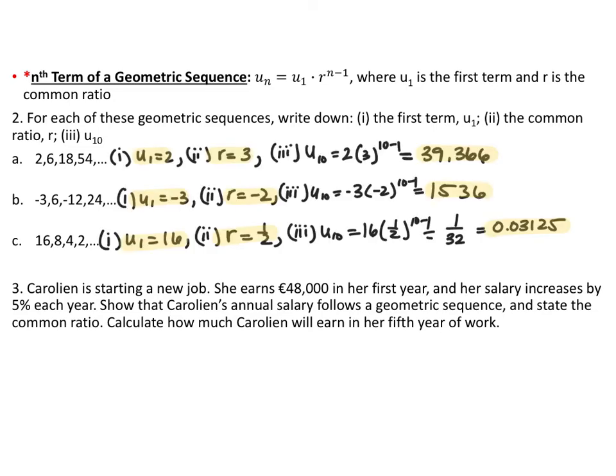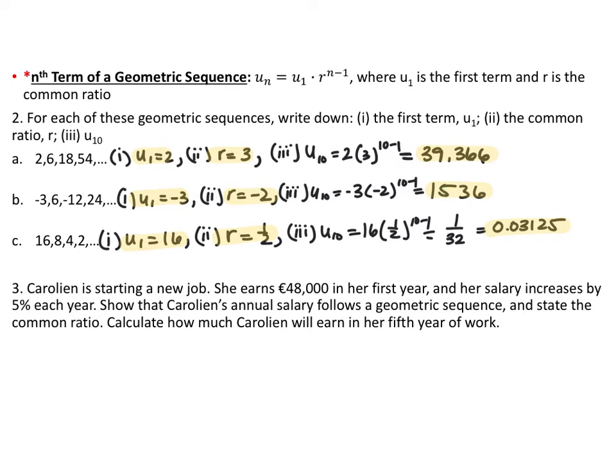For the first one, our first term is 2, and we're multiplying by 3 every time, so r is 3. For the 10th term, u sub 10 is equal to the first term 2 times the common ratio 3 to the 10 minus 1 power, because we're going to multiply by 3 9 times. So you end up with 39,366. For B, our first term is -3. Our common ratio is -2 because we're multiplying by -2 every time. That's why the sign changes. And then our 10th term, u sub 10, is equal to -3 times -2 to the 10 minus 1 power. You end up with 1,536.